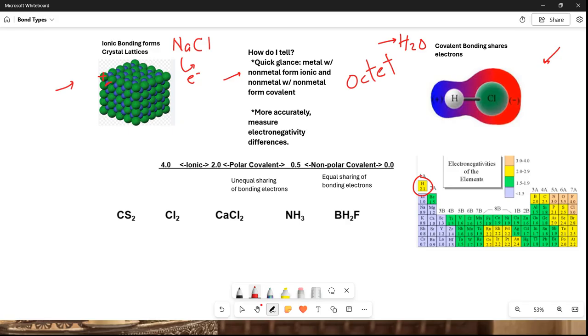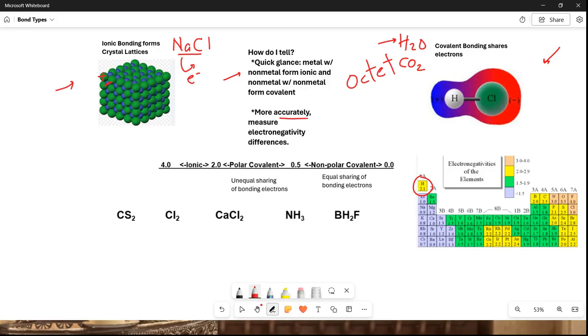Another example, if I had CO2, carbon and oxygen are both nonmetals. They're going to form a covalent bond. Over here on the left, we have a metal with a nonmetal. They're going to form an ionic bond.